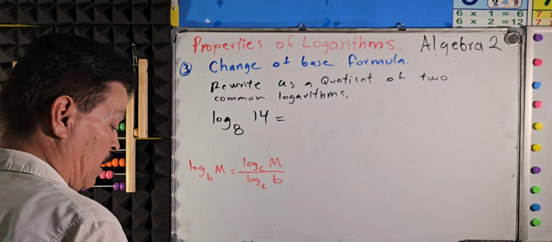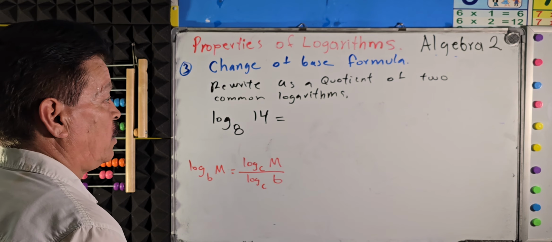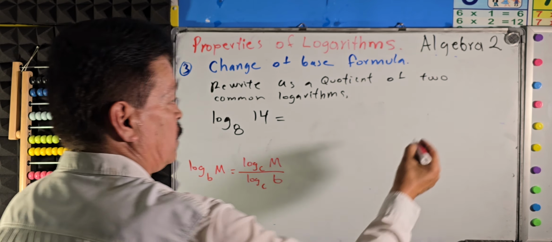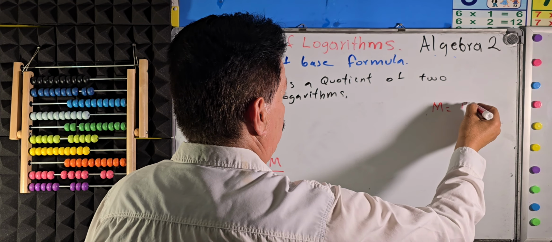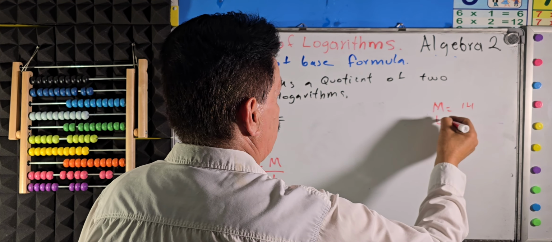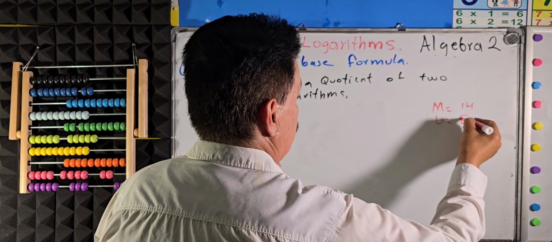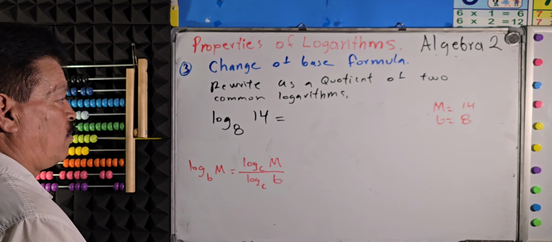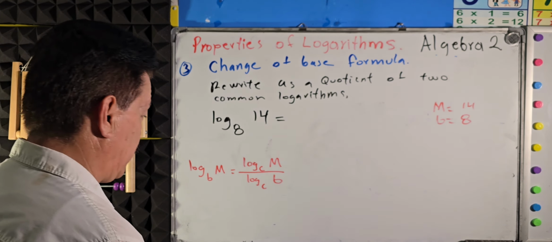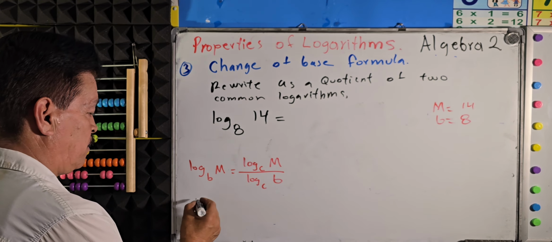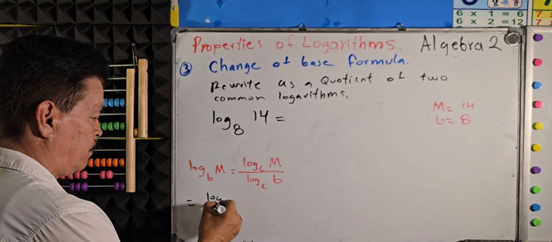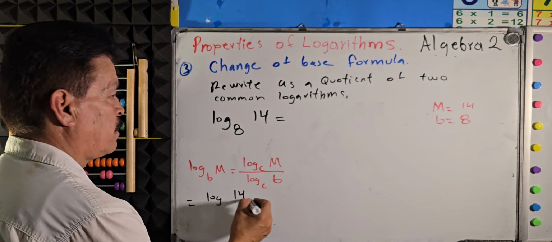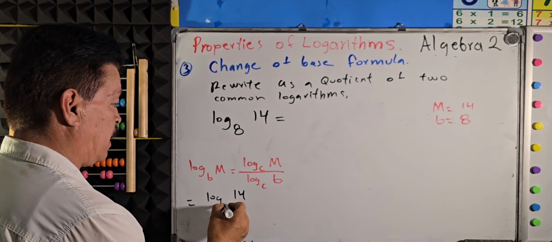So we have the values here. Remember, the values: m equals 14, and b equals 8. That's the information that we have right now. Okay, just substitute into the formula. We have log 14, and then the base.